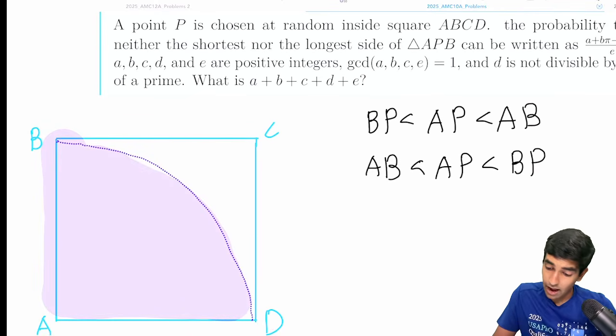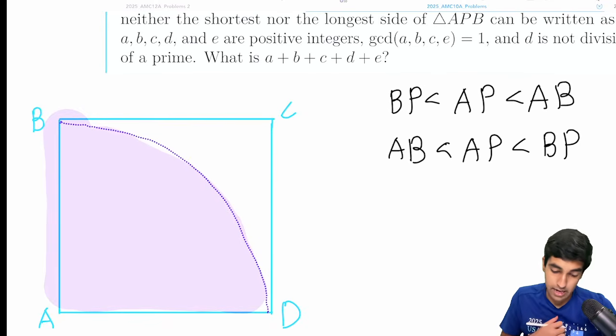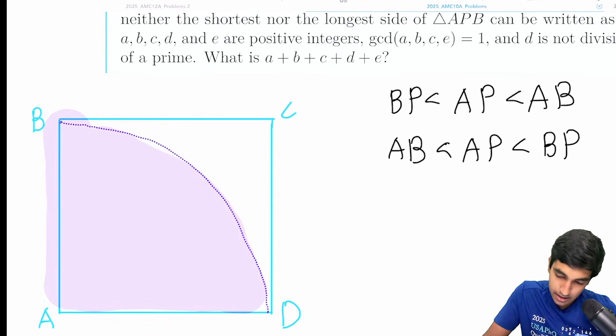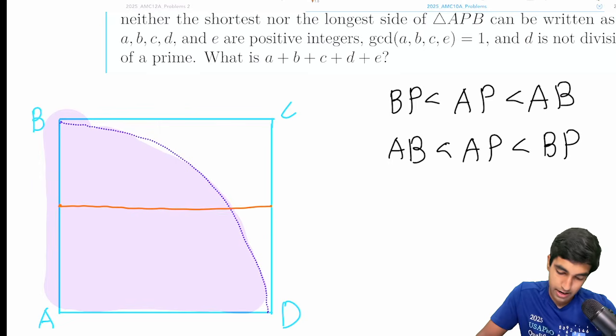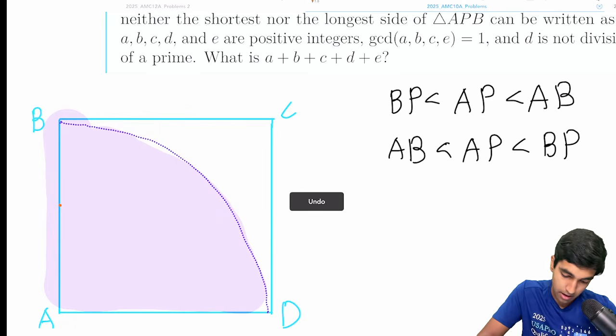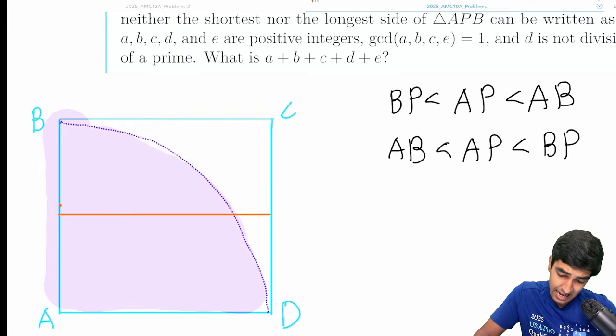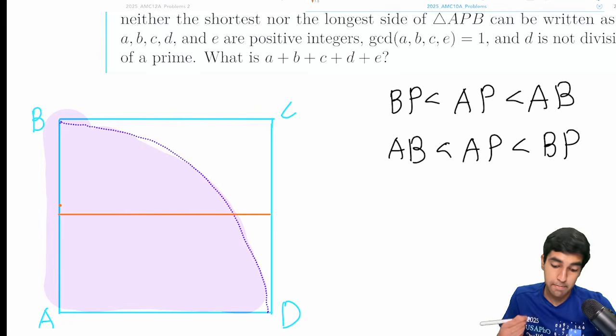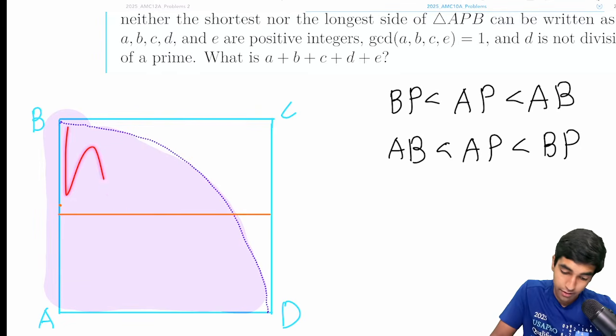And then we also have that AP has to be greater than BP. What does that really mean? Imagine we draw this midpoint line. For AP to be greater than BP, P has to lie on this side of the line.